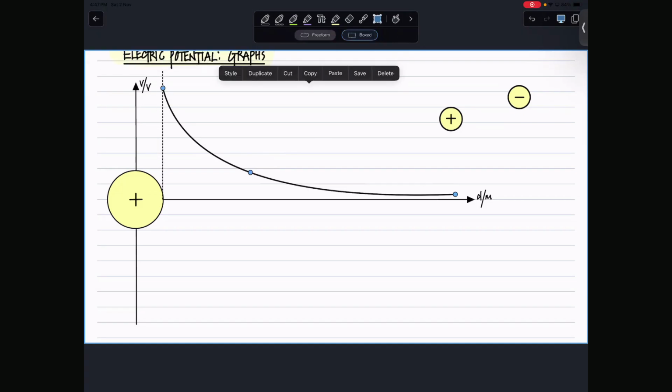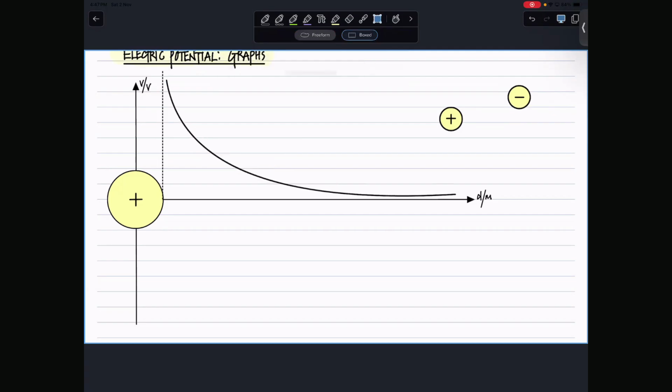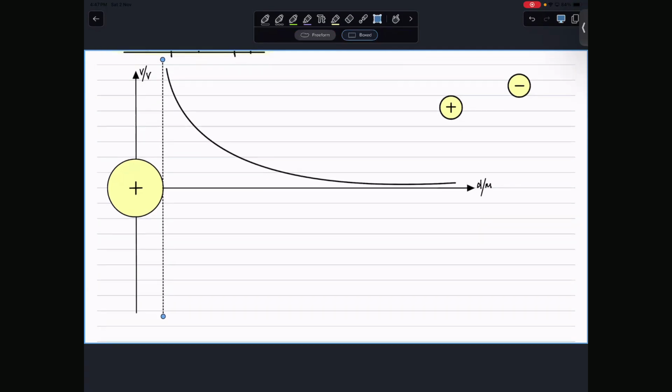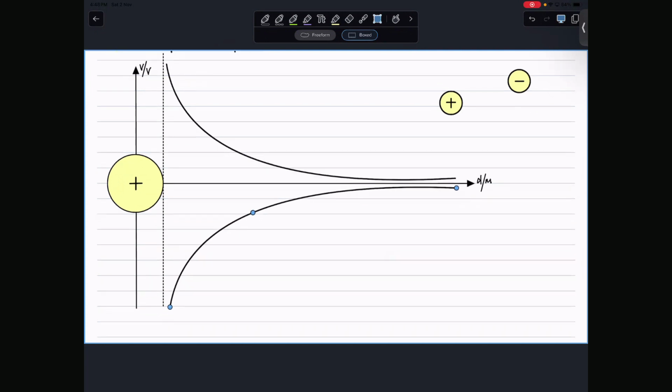So গ্রাফটা এরকম দেখতে হবে. And similarly, if it was negative charge, how would the graph look like? Exactly same thing, but কি হবে? Mirror. আচ্ছা, so যেদিকে হবে এদিকে, and the negative value here indicates what's happening. It's losing potential as it's getting closer and closer to the positive charge, right?